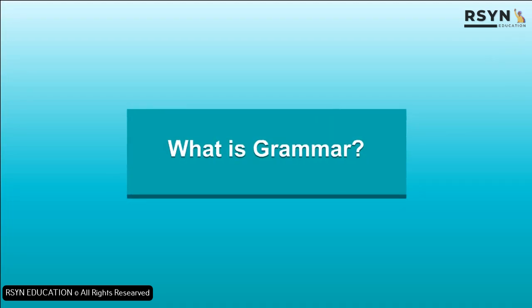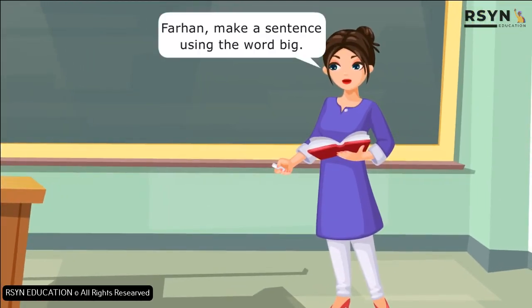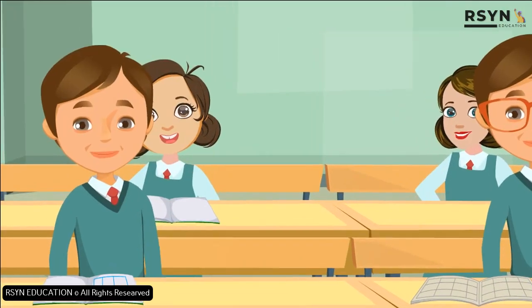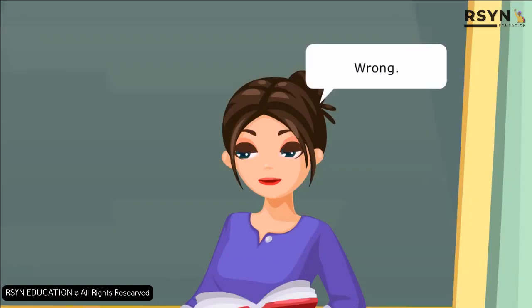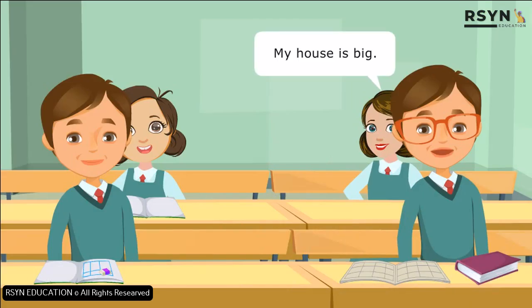What is grammar? Farhan, make a sentence using the word big. Big house my is. Wrong. My house is big.